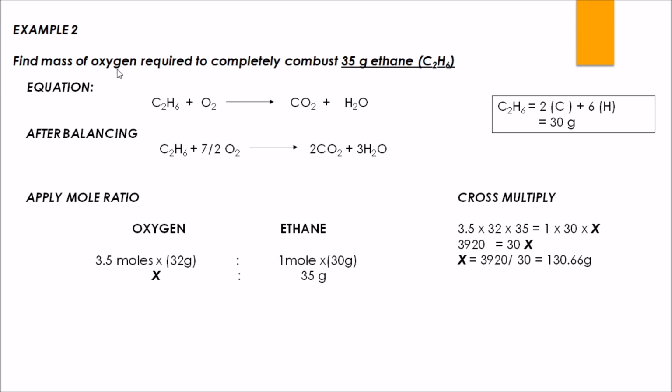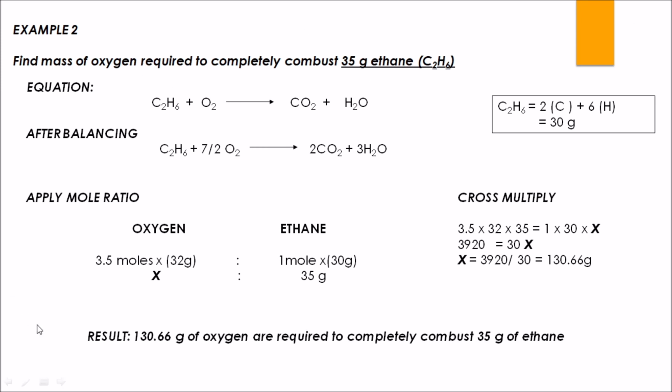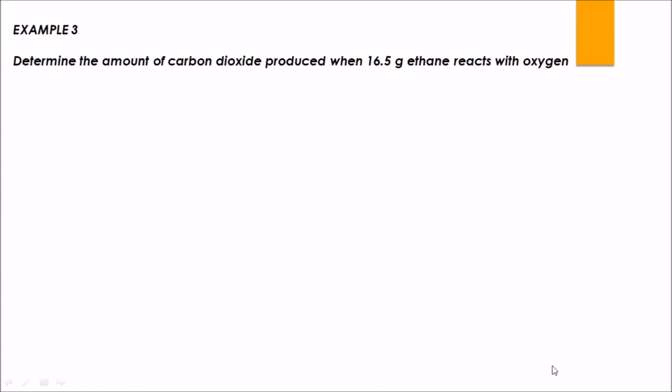What is that? This is the mass of oxygen. We have found the mass of oxygen. So how much oxygen is required? We need 130.66 grams of oxygen to completely combust the given 35 grams of ethane.